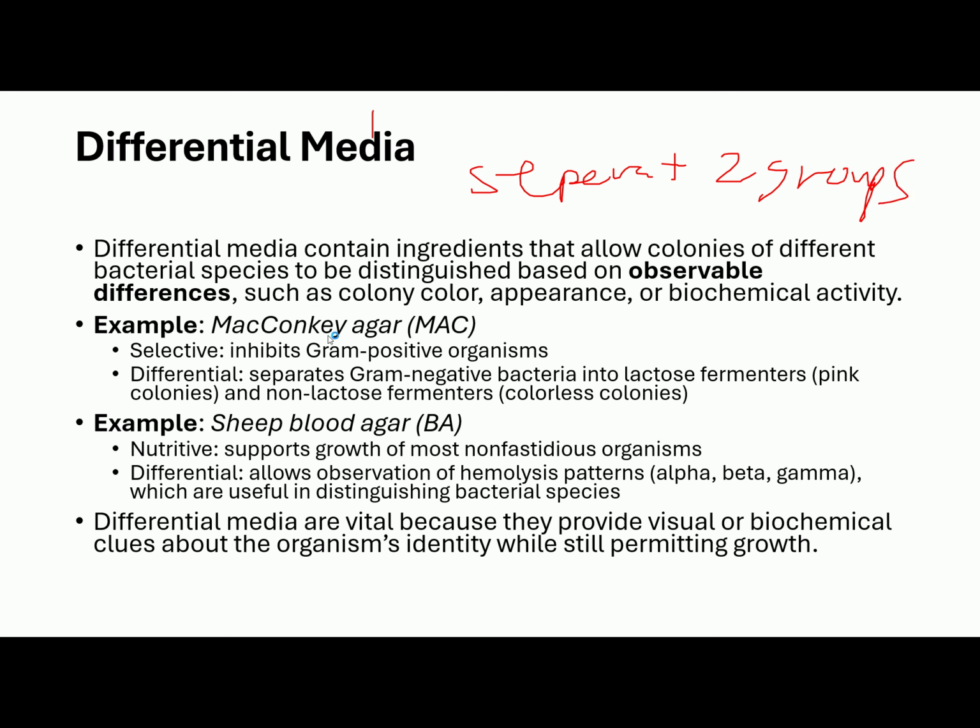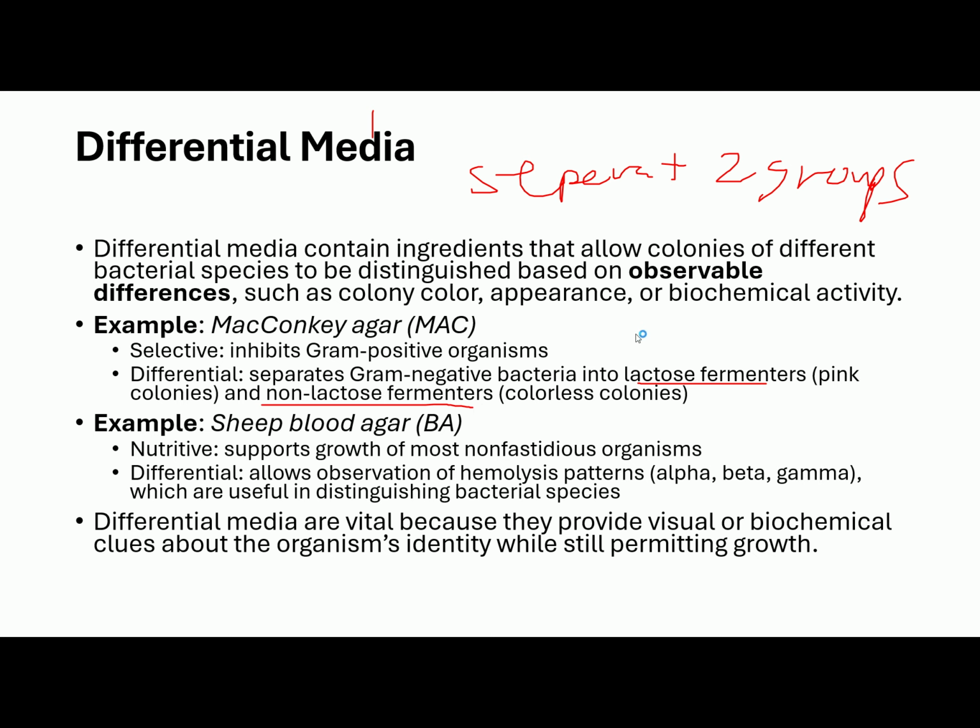The most common example is yung MacConkey agar nyo. So, it acts also as two types of media. Si MacConkey nyo is selective. It inhibits gram-positive organisms. It's also differential because it separates gram-negative bacteria into lactose fermenters and non-lactose fermenters.